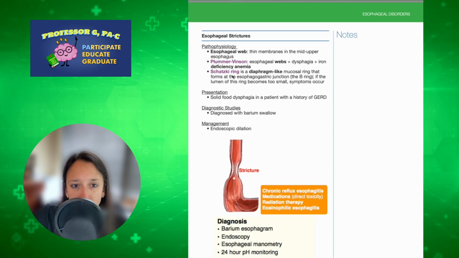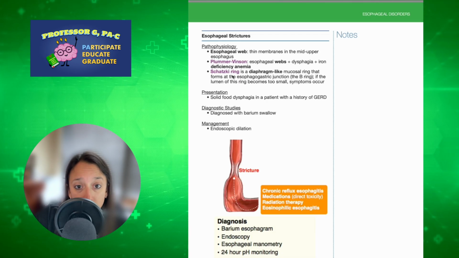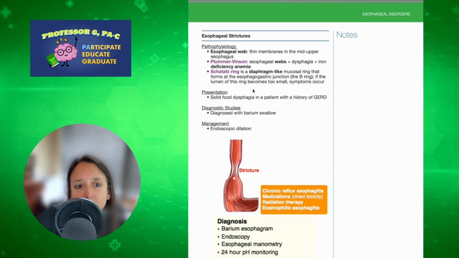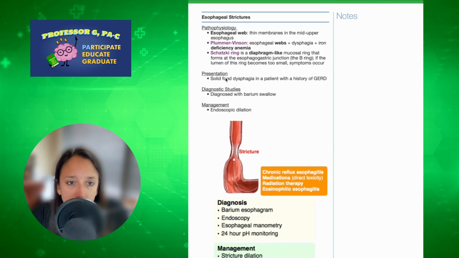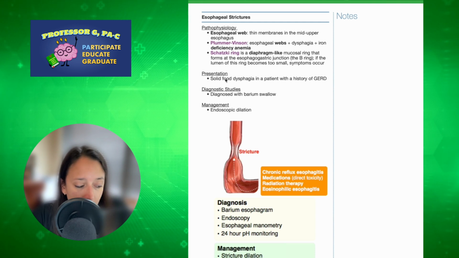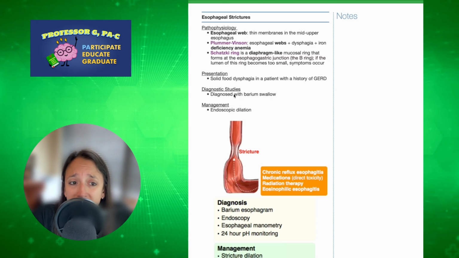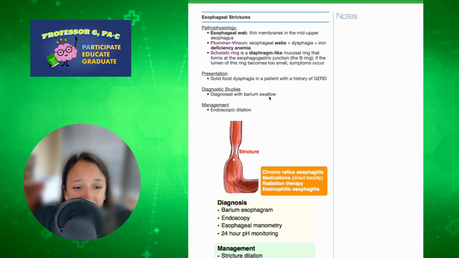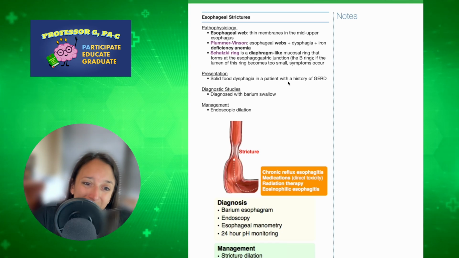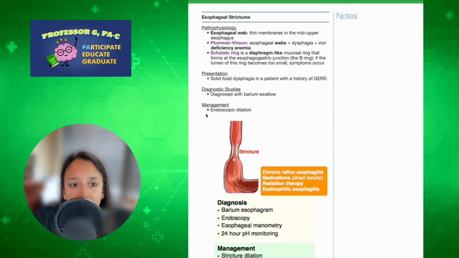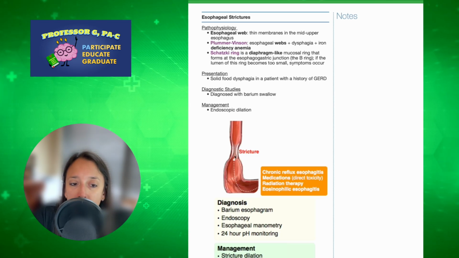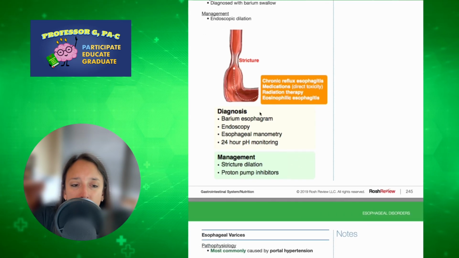And then Schatzki rings, which are diaphragm-like, so they're circumferential because they're rings that block some of the lumen of the esophagus. Presentation, because it's an obstructive process, we usually see solid food dysphagia before we see liquid dysphagia. And then the diagnostic study of choice, it says here that barium swallows, although I often see EGDs done first. And along with the EGD, they can do these endoscopic dilations, usually with a balloon. But there's multiple ways to diagnose this, including a combination of the following that are here.